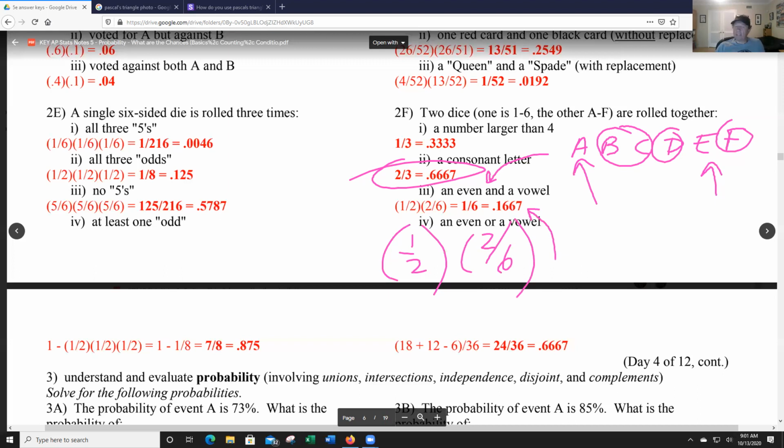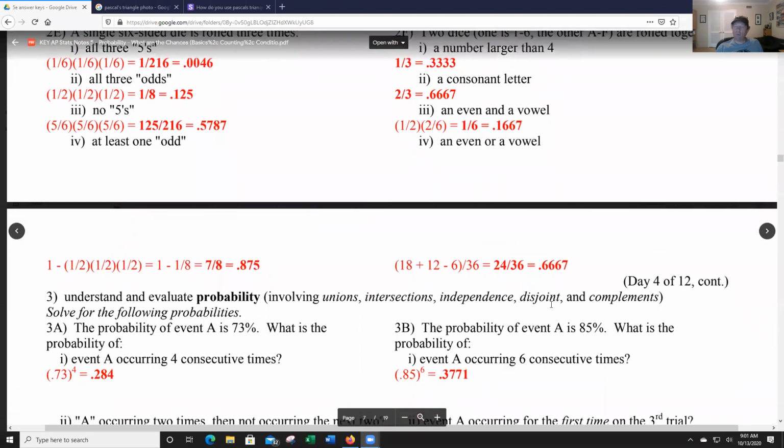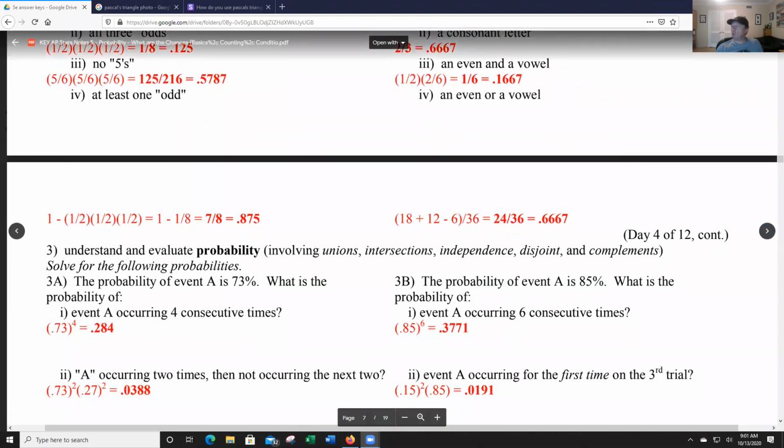Now the next one is an even or a vowel. Ooh, this problem is awesome. I really, really like this problem, and I'm going to sit here for a little while on it. So settle in. We're going to really look at this problem, an even or a vowel. You can see the answer down here is 24/36. What's going on with that? So let's look at this.